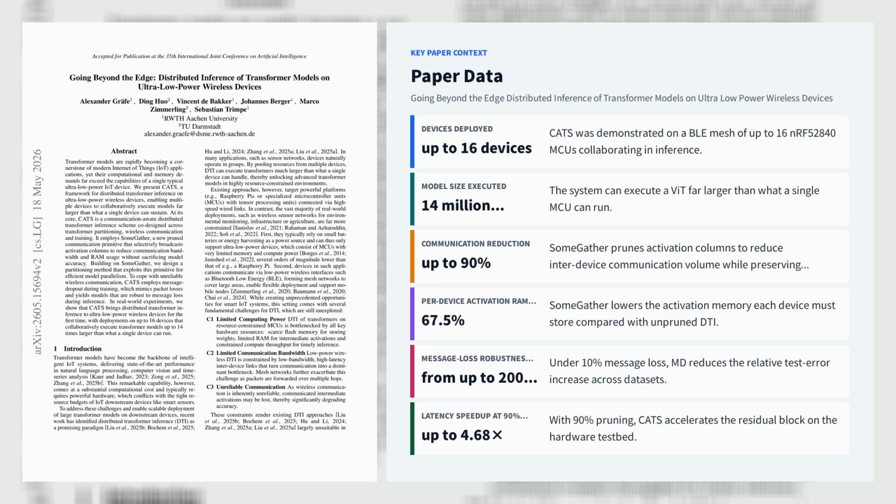In hardware experiments, CATS executes a quarter-million parameter vision transformer, about 14 times larger than what a single MCU can run. With 90% pruning, latency improves by up to 4.68 times on the residual block and 4.37 times on the attention block, while the 16-device system remains communication efficient on a 2-hop wireless mesh.